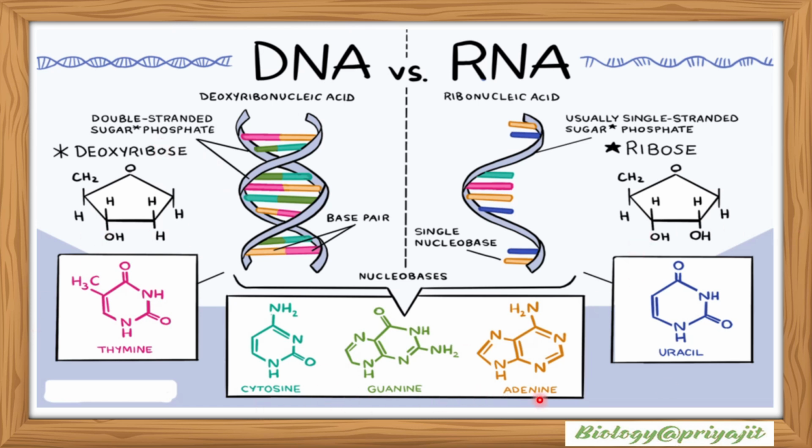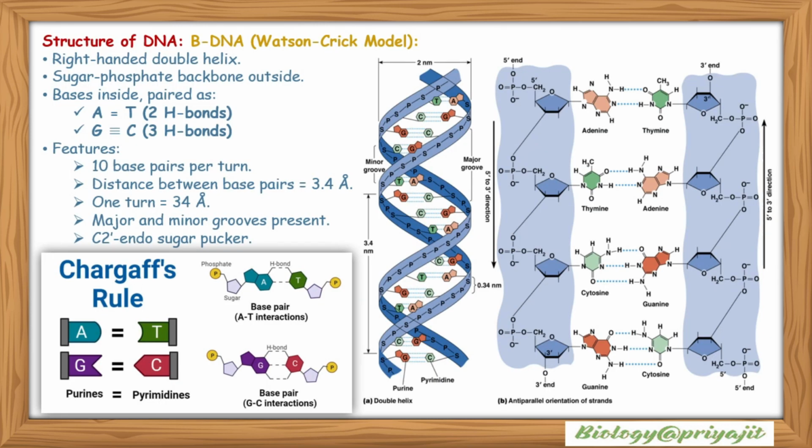But cytosine, guanine, and adenine bases are found in both DNA and RNA. So the structure of DNA, that is B-DNA, is the Watson-Crick model. It is basically a right-handed double helix. The sugar-phosphate backbone is present outside. This is the sugar-phosphate backbone. These bases are found inside the backbone, and they are paired as A double bond T, that is 2 hydrogen bonds, and G triple bond C, that is 3 hydrogen bonds.